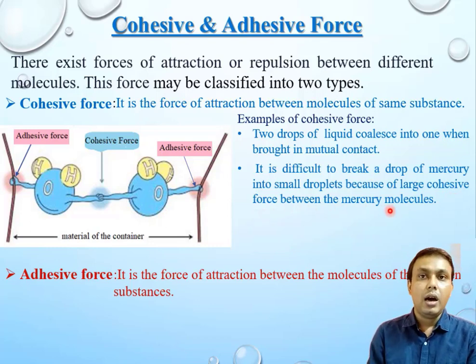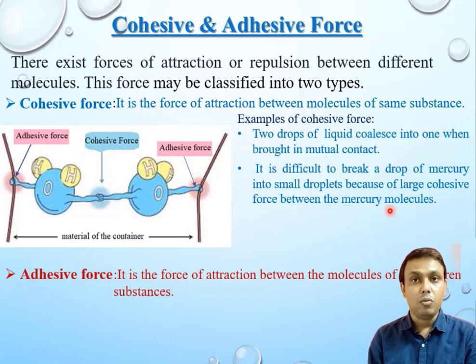অর্থাৎ the large drop of mercury থেকে যদি আমরা কিছু small drop of mercury করতে চাই বড় ড্রপটিকে ভেঙে, that will be also very difficult. This is due to the large cohesive force between the mercury molecules.